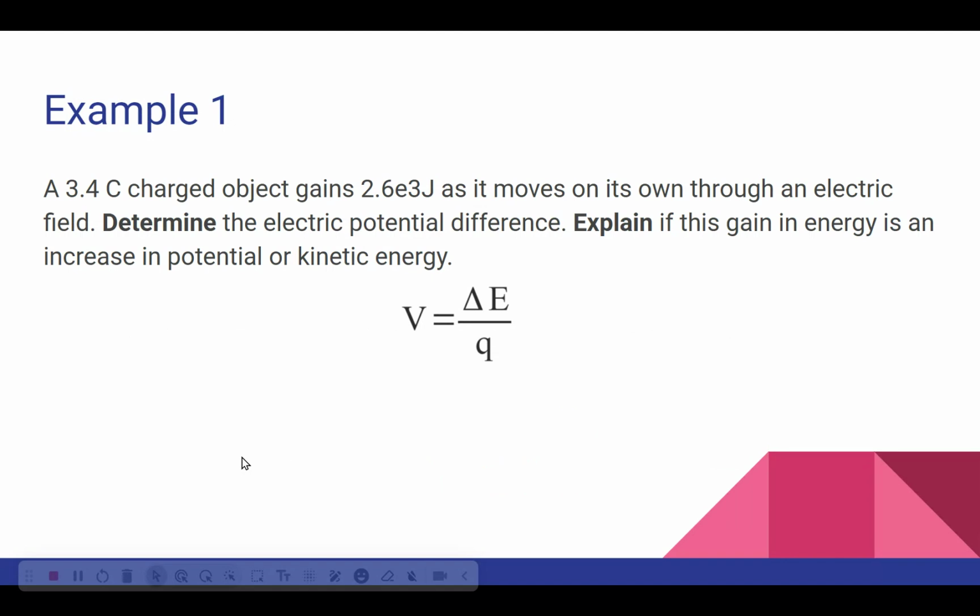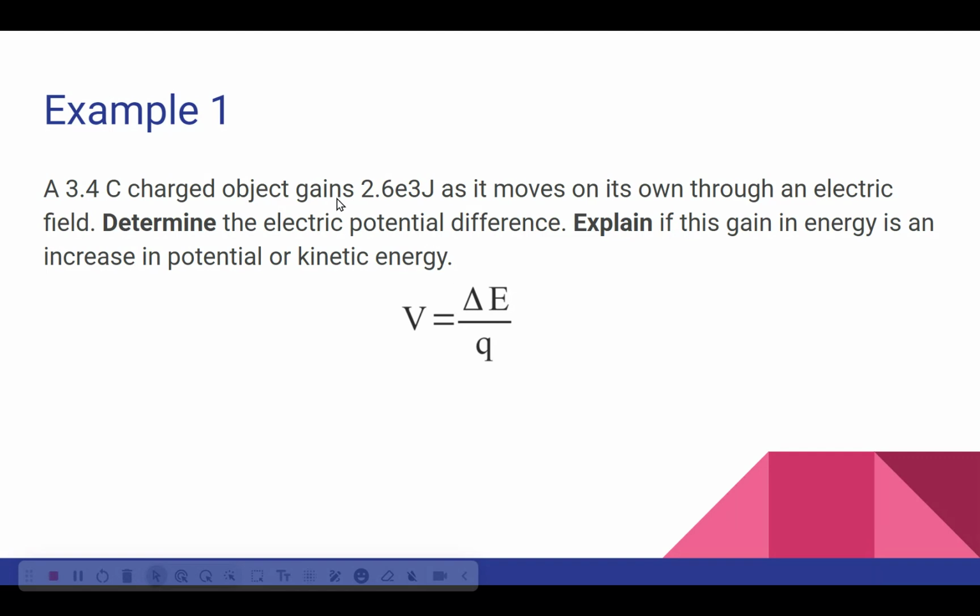So if I have, for example, a 3.4 Coulomb charge that I observed to gain 2.6 times 10 to the 3 joules as it moves on its own through an electric field, I might ask you to determine how much electric potential difference there is in that region, and also to tell me if this gain in energy, that 2.6 times 10 to the 3 joules, is an increase in the potential or kinetic energy of the charge. So, just finding out the electric potential difference, it's asking me for voltage. Electric potential difference is not electric potential energy, which is the energy that we're dealing with here, or at least the change in energy, as it might be changing from potential to kinetic or kinetic to potential.